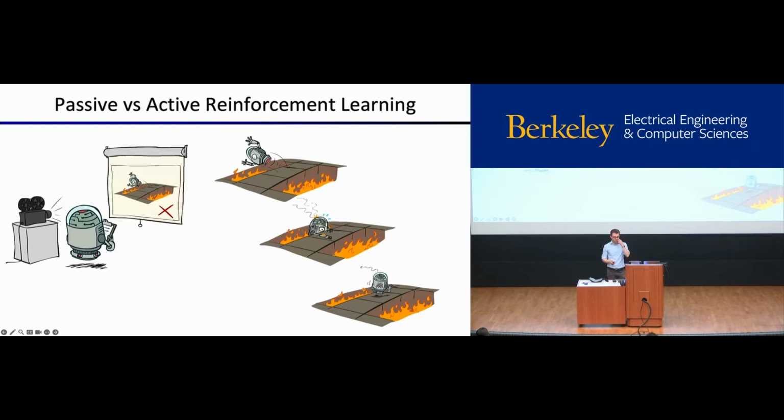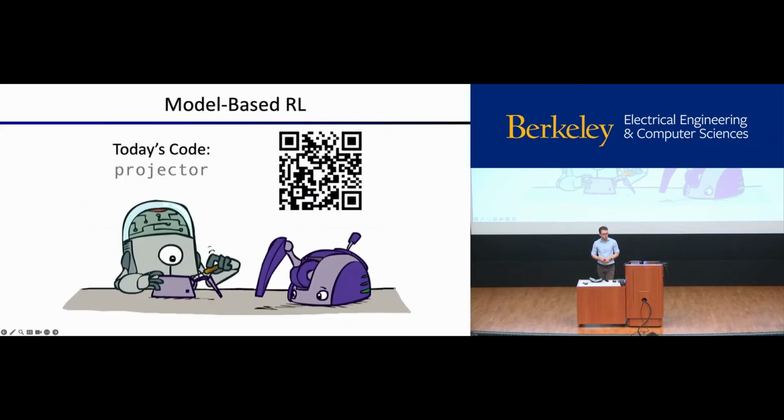We'll start with model-based RL, and then we'll get into passive, and then we'll get into active, okay? So model-based RL will be the first thing.